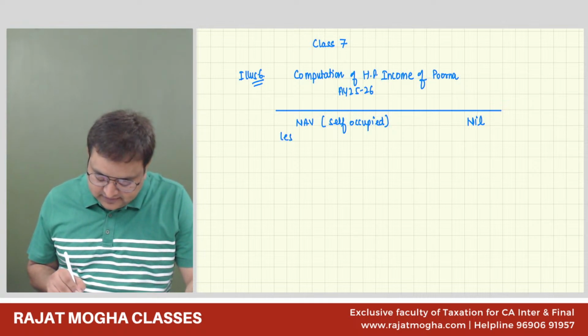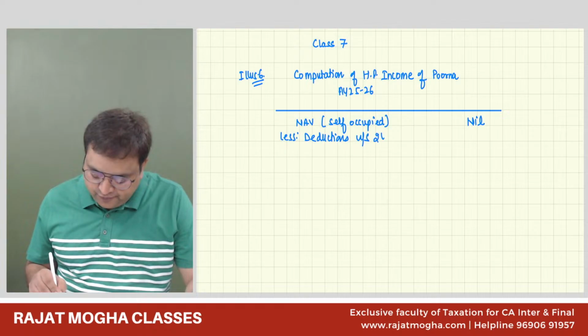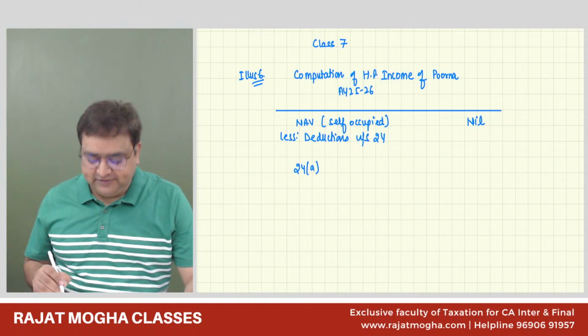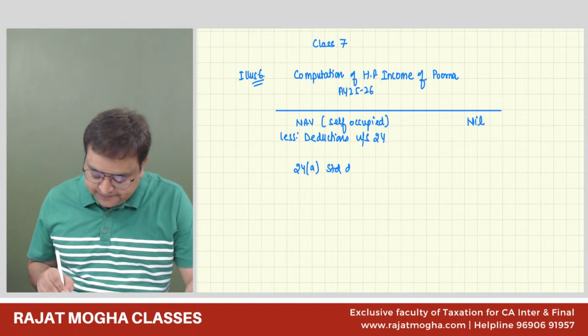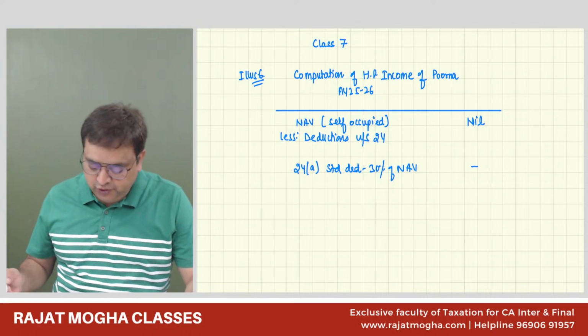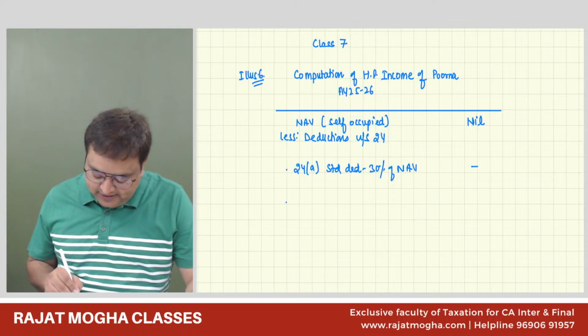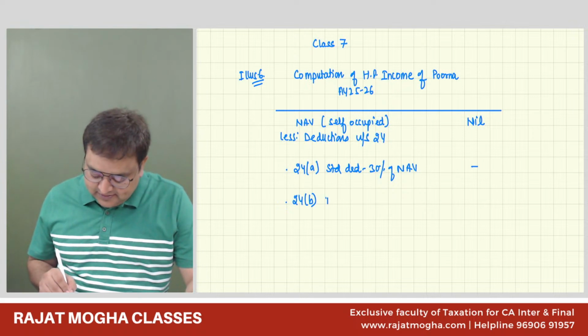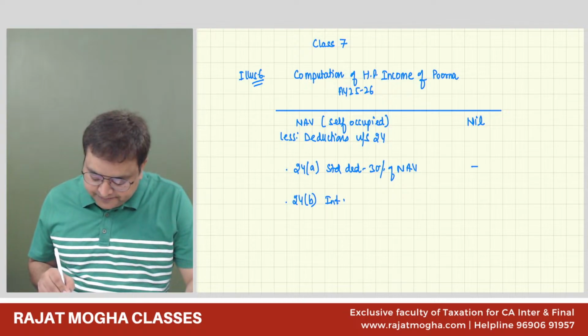Less: Deductions under section 24. So we have 24A, which says standard deduction, which is 30% of NAV. Since my NAV is 0, my 24A will become 0 automatically. You all know it. Then 24B. 24B is interest on borrowing.